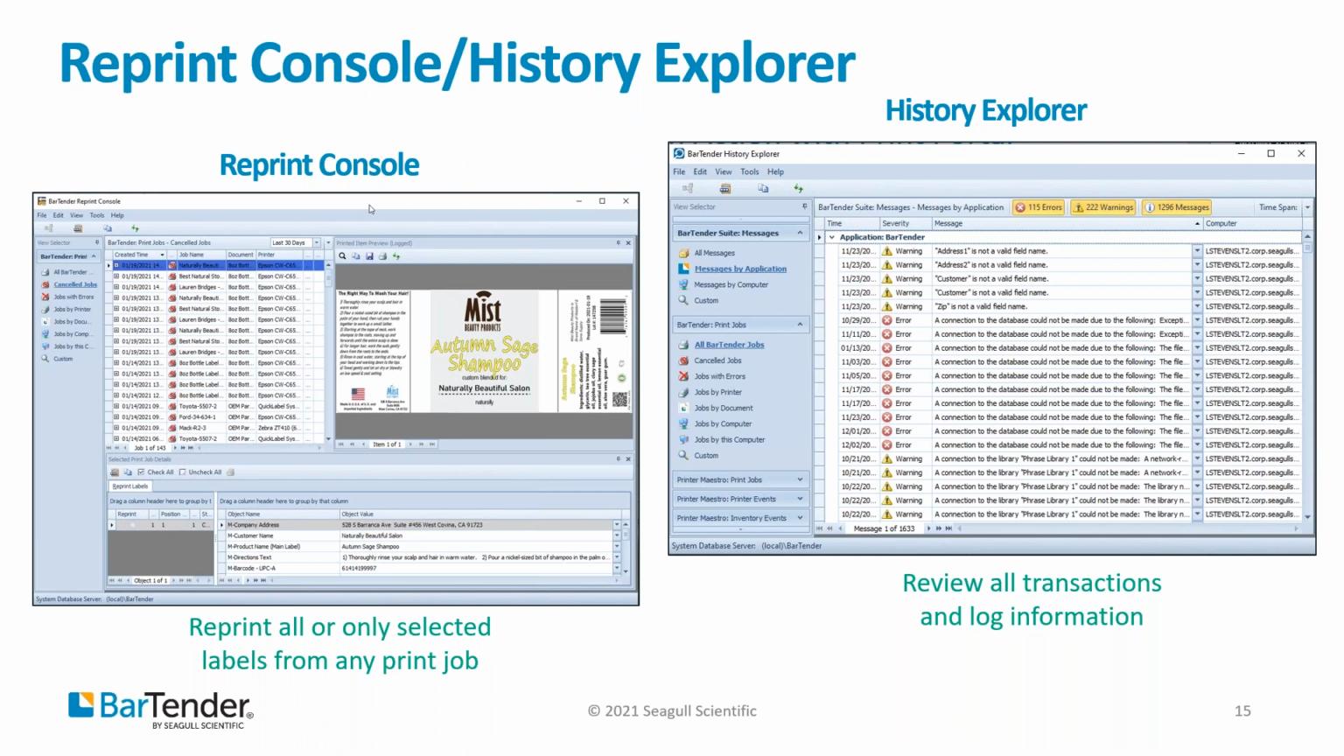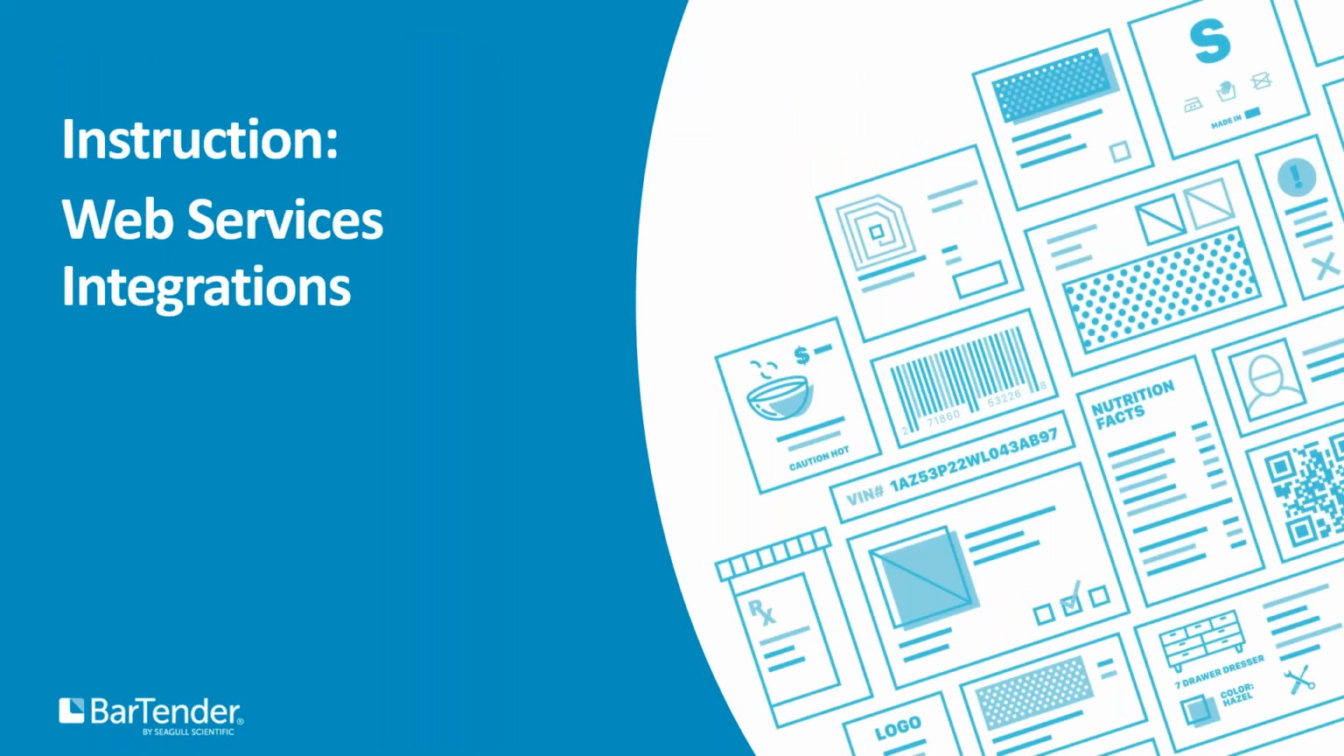History Explorer is the reprint console, but with even more than just the labels, and can tell you everything that's going on in BarTender. Here you can see a screenshot I took of all of the different kinds of warnings and errors that could be showing. And this is very useful for not just your records, but also for troubleshooting. So we really have you covered at the enterprise level.